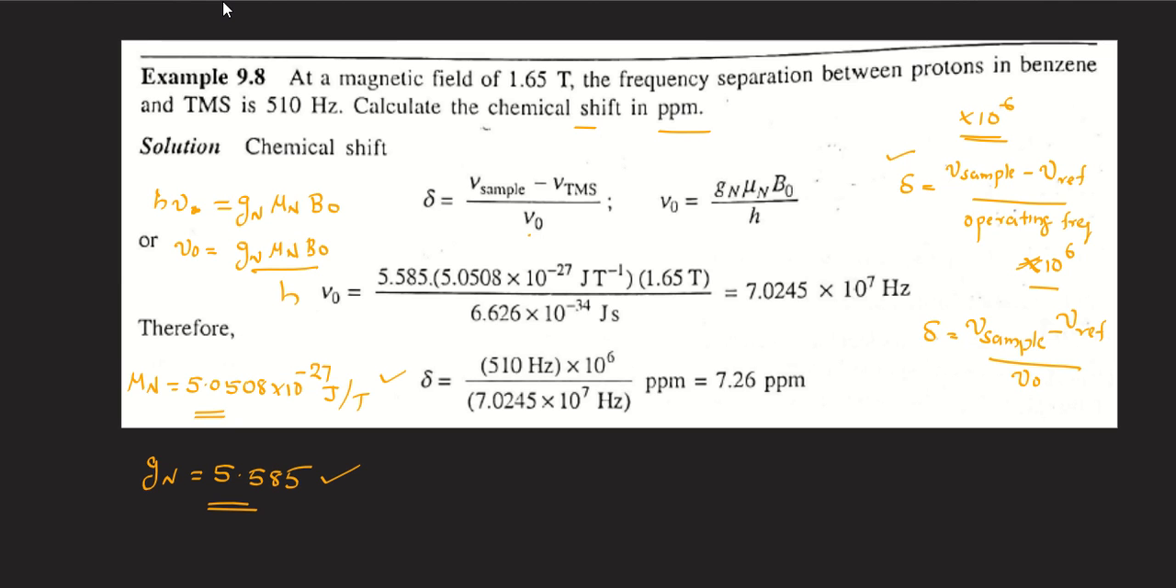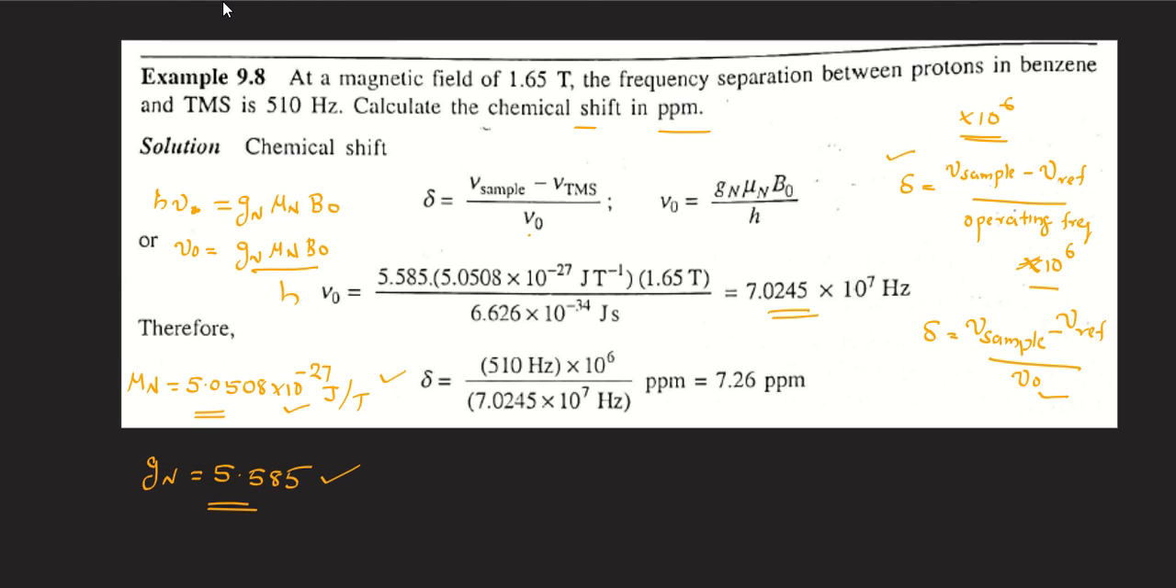Knowing these things, you can calculate nu 0, that is Gn, 5.585, into mu n. Mu n is the nuclear magneton. Then the field B0 divided by Planck constant. So you will obtain the frequency as 7.0245 into 10 raised to 7. So this is obtained.